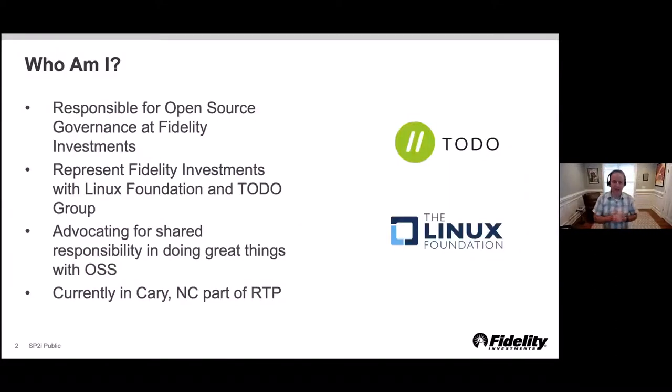So a little bit about who I am. I work for Fidelity Investments. I handle all their open source stuff. I lead up their open source program office. I'm the main point of contact for the Linux Foundation and the TODO Group, which is all the open source program office leads. Internally, it's really just being the advocate for doing cool things in open source at Fidelity. And that could be, we want to use it, we want to patch it, we want to contribute it. We want to work with a supplier who depends on it, which is pretty much all of them. So I tend to be fairly busy, but it's fun stuff. And just because this is a global event, I am in Cary, North Carolina, which is part of the Research Triangle Park, just as a little geolocation.